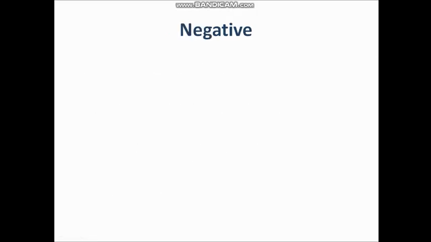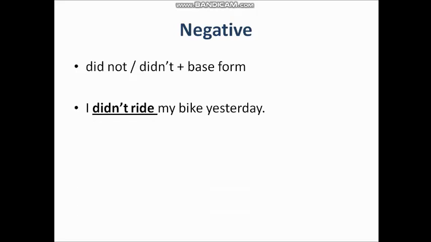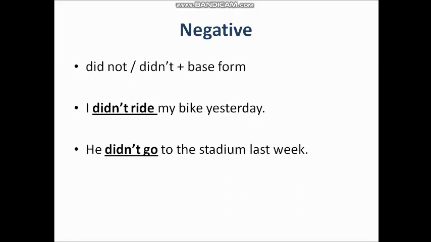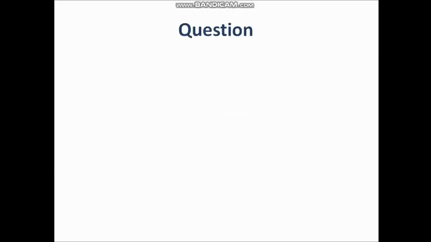Now we want to know the negative form of the past simple. When we change the sentence into negative, we add did not or didn't. Did not is the full form and didn't is the short form, plus the base form of the verb, which means the verb in the present. I didn't ride my bike yesterday. He didn't go to the stadium last week.